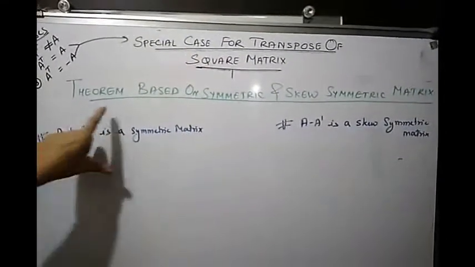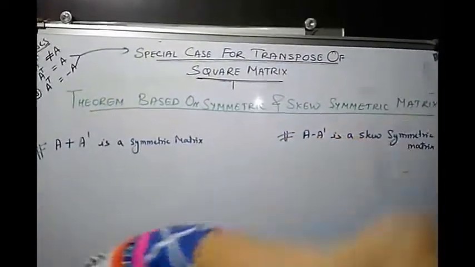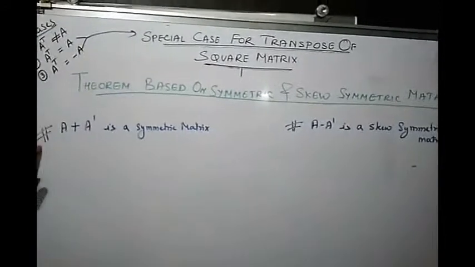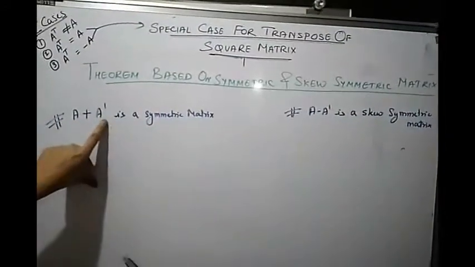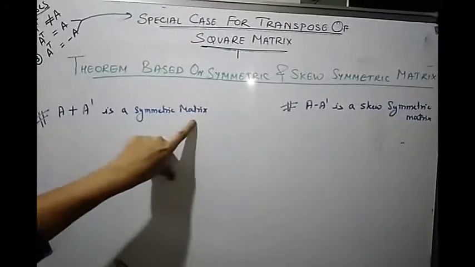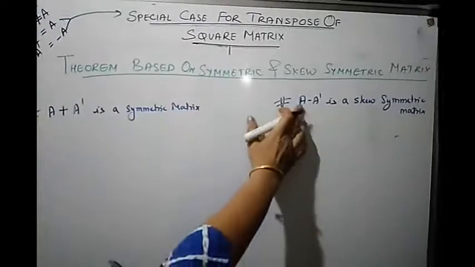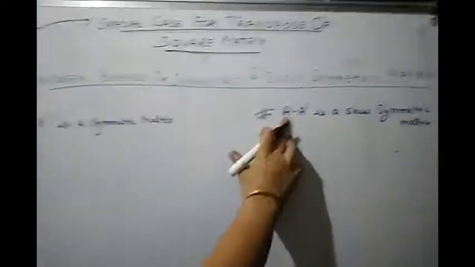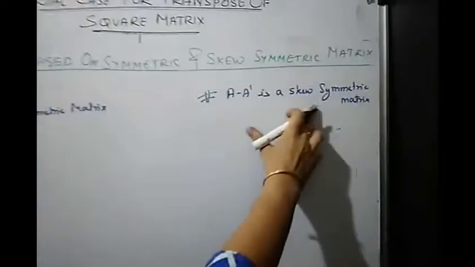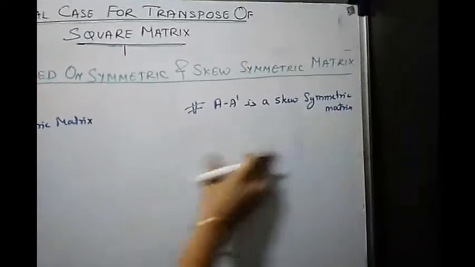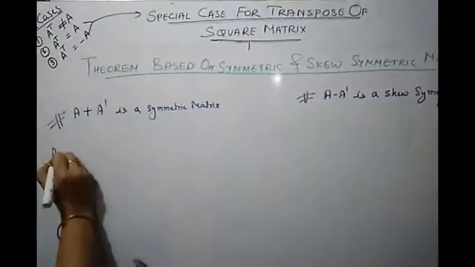Now dealing with a theorem based on symmetric and skew symmetric matrix. The first property is A plus A transpose is a symmetric matrix. And the second one, if we take a matrix A and transpose it and take the difference, we will be getting a skew symmetric matrix. To understand this theorem, let us take an example.